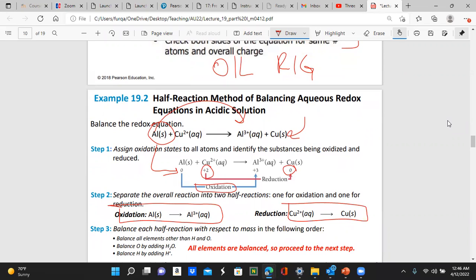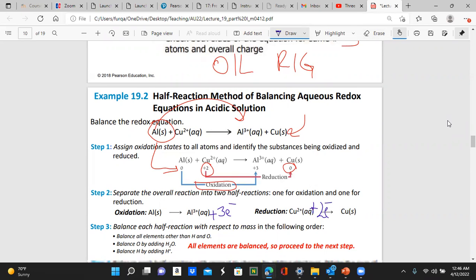One thing is that I have to show my electrons as well at this step. So oxidation is loss of electron and the reduction is the gain of electron. And I've already told you what you're supposed to do here. So loss means 3 electrons are lost, right? Gain means plus 2 electrons here.